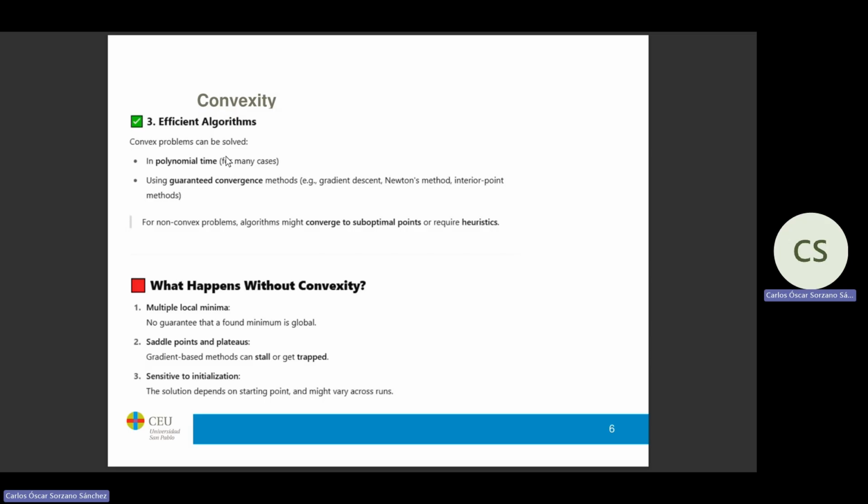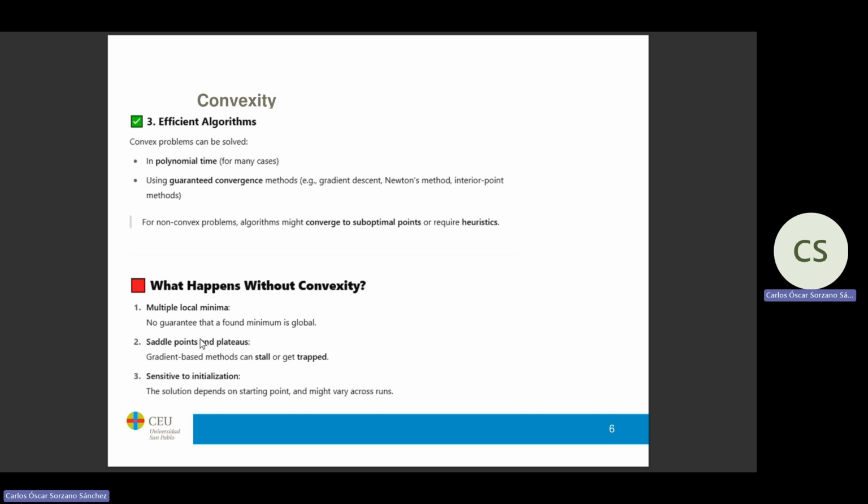And okay, if you don't have convexity, functions in general have multiple local minima, and you converge to one of them. There are saddle points and plateaus, so there are some regions in which the gradient is zero, but the function doesn't improve. Do you know what is a saddle point in the function? You do. Okay, very good.